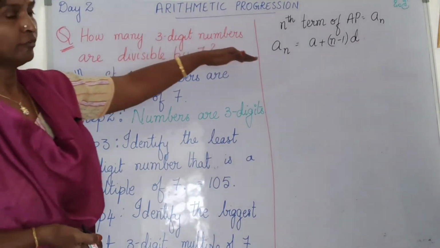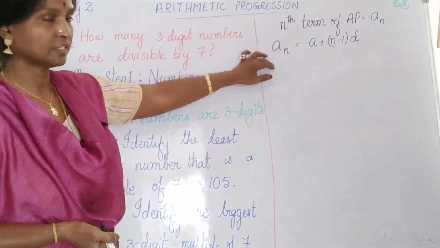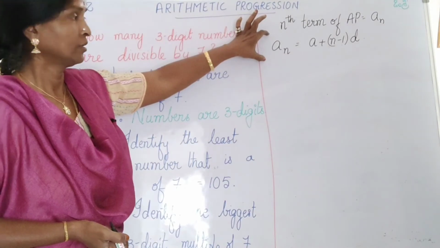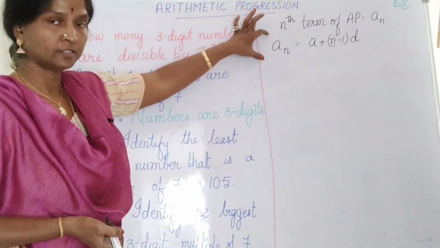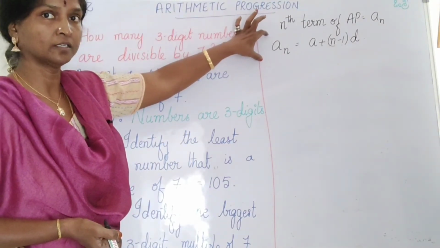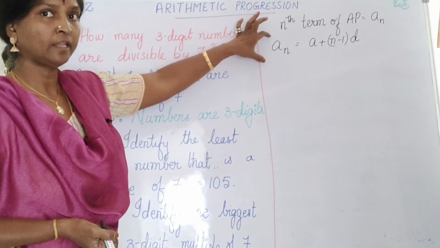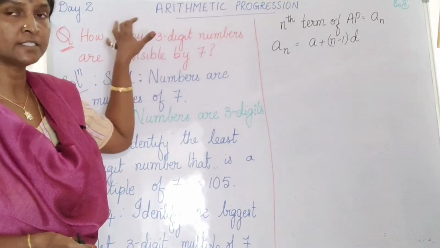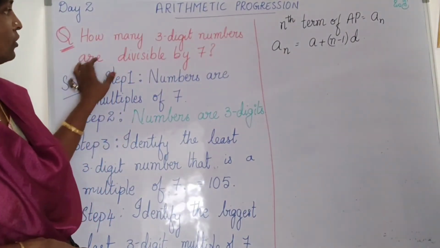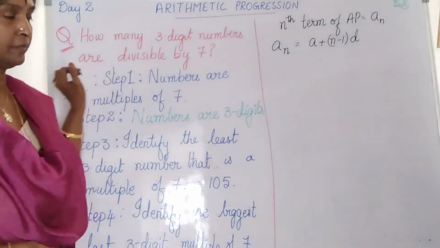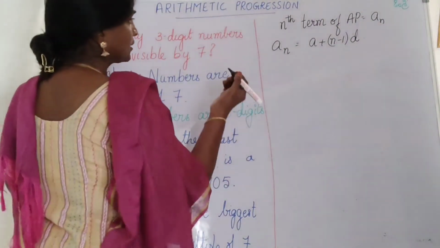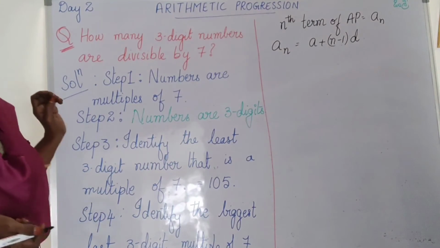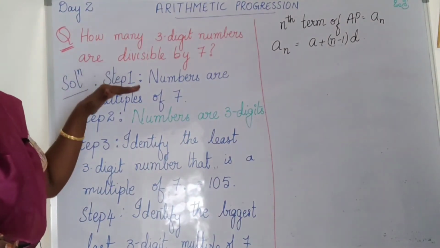So hope you followed this one. I'll explain once again. Here in this formula we have to find the value of n. Okay, n, what is n? N is the number of 3-digit numbers that are divisible by 7. So here we are substituting the values. Now what are the values that we need to substitute here? We need the first term.